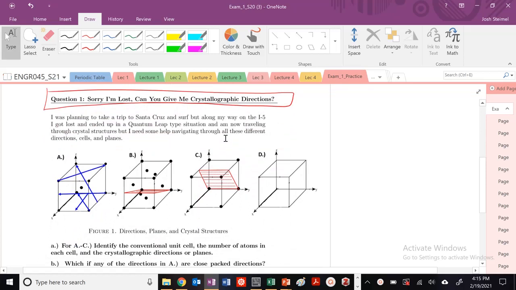Sorry, I'm lost. Can you give me crystallographic directions? So, planning to take a trip to Santa Cruz to surf. On the way to the I-5, got lost, ended up in a Quantum Leap type situation. Now I'm traveling through crystal structures. So I need some help navigating through all these different directions, cells, and planes.